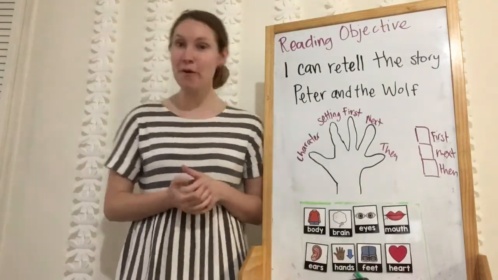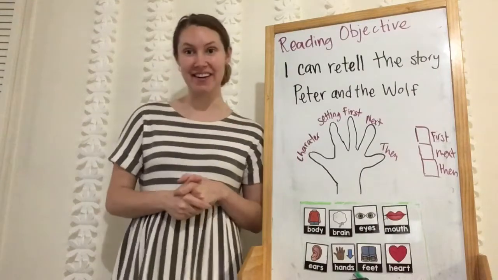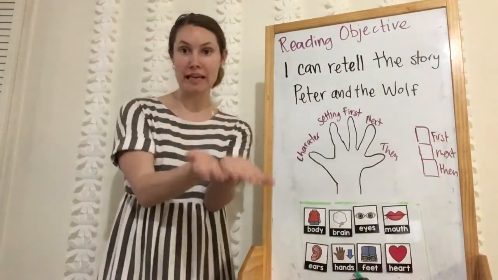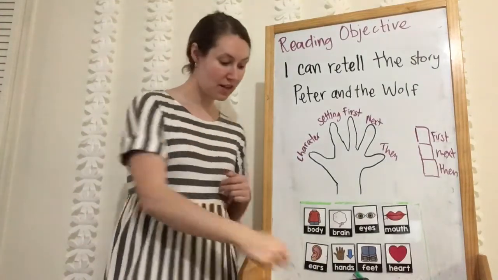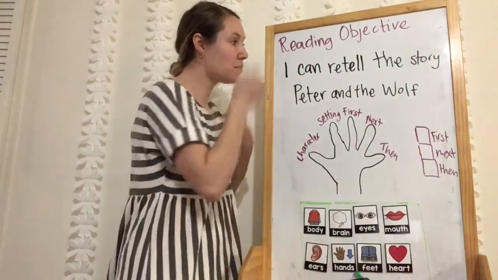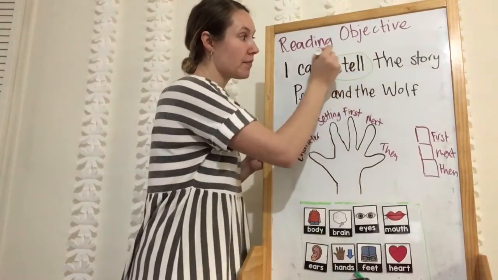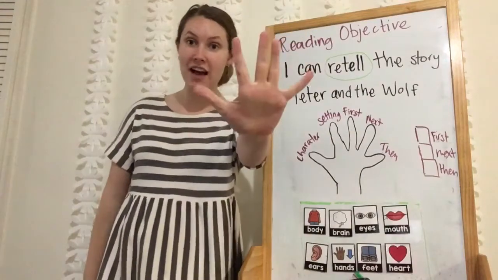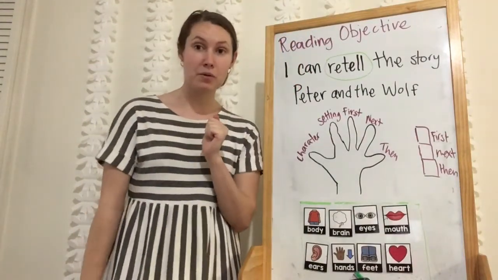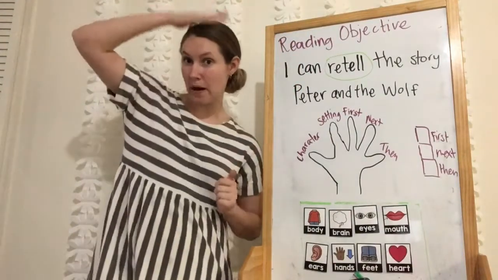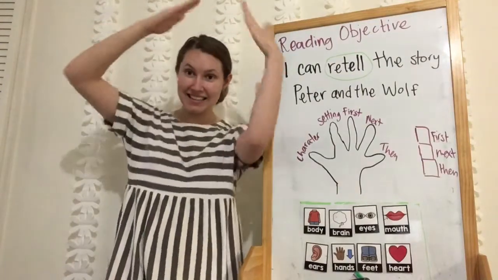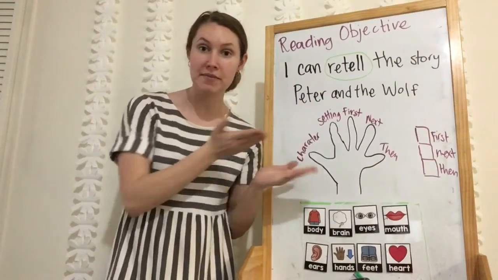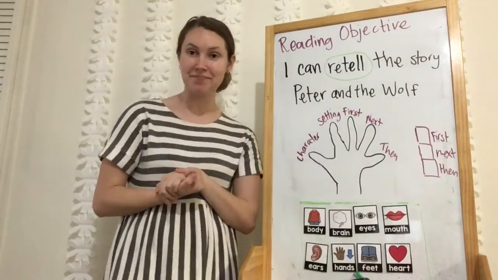Objective is what we are going to learn. I can retell the story Peter and the Wolf. So retell, that's a word that we have heard before. We used to retell our stories in class with our 5-finger retell. When we first learned about this was when we talked about characters and setting. Let's go ahead and remind ourselves about those rhymes, and then we'll dive into our 5-finger retell.